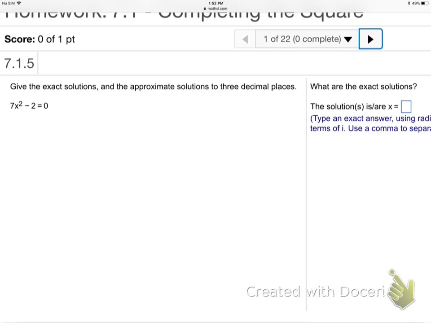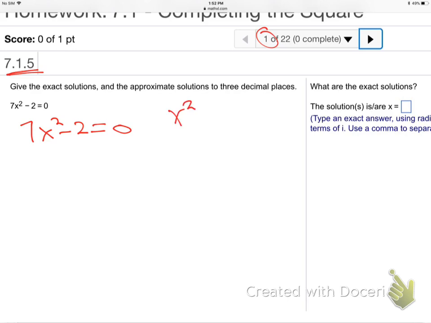Okay, here we are, 7.1, question number 1. So 7x squared minus 2 equals 0. All right, so this section is about solving x squared equations, really. We're in chapter 7, and it's all about handling x squared equations. And I know we've done this before, we've done a fair bit of this. Let me give you the instructions as a reminder.